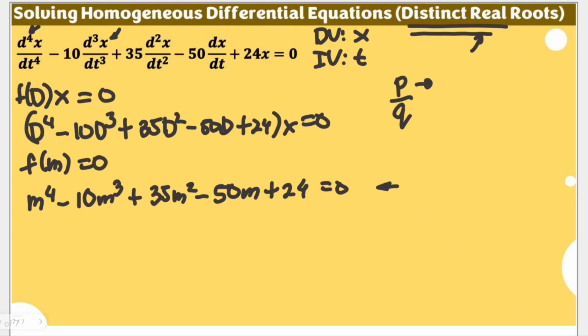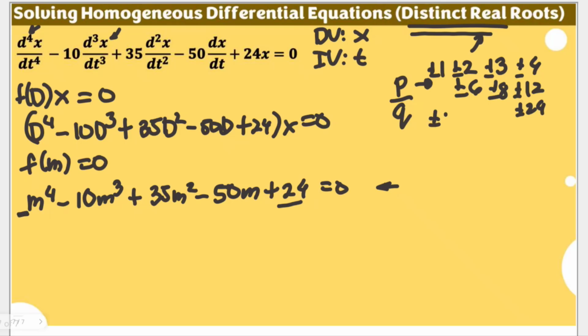P are the factors of your constant 24. So you will have 1, 2, 3, 4, 6, 8. Also 12, right? 12 times 2, 6 times 4, 2 times 8, 1 and 24, including the negative: plus minus, plus minus for each. And then your Q would be the factors of your leading coefficient. You have plus minus 1.